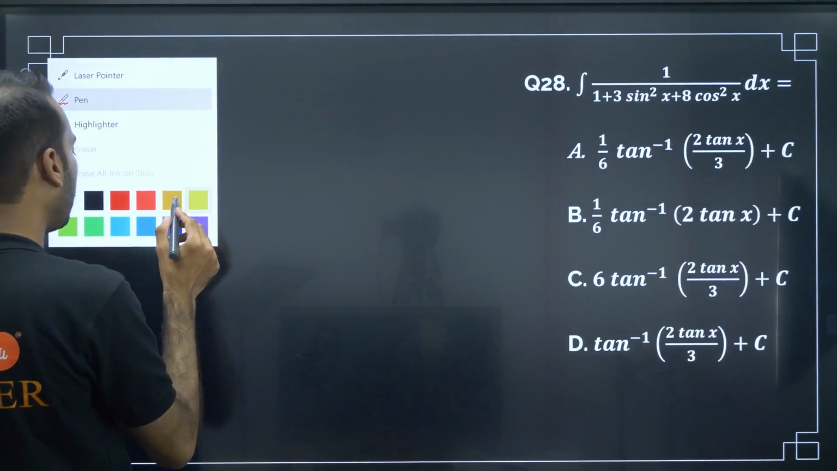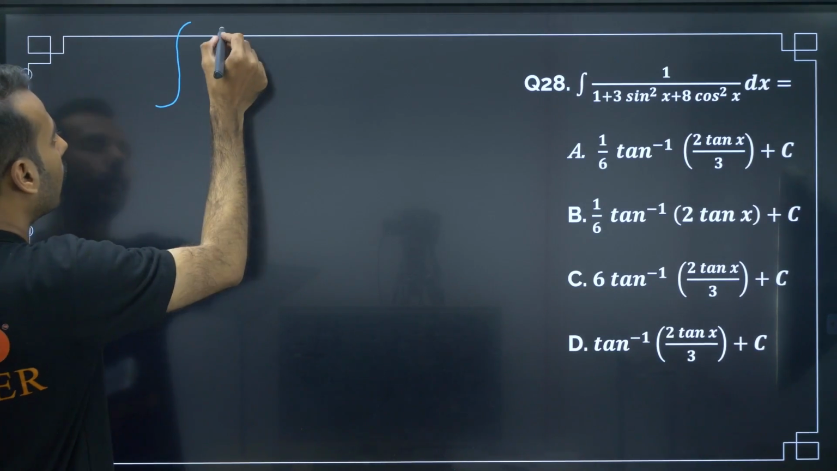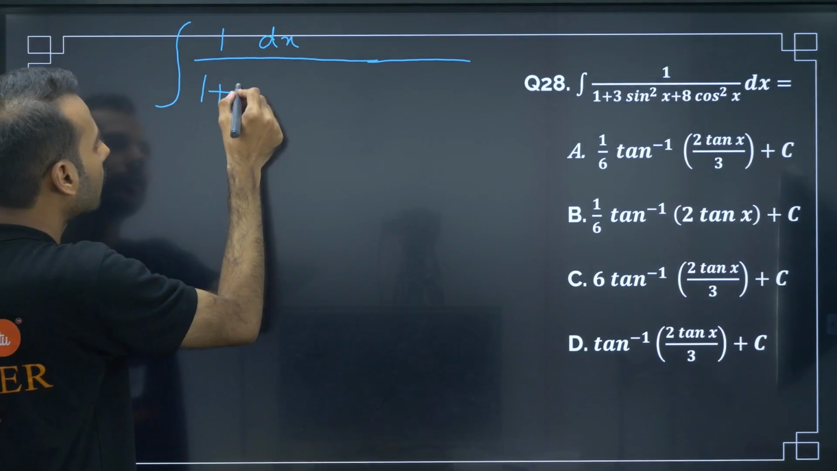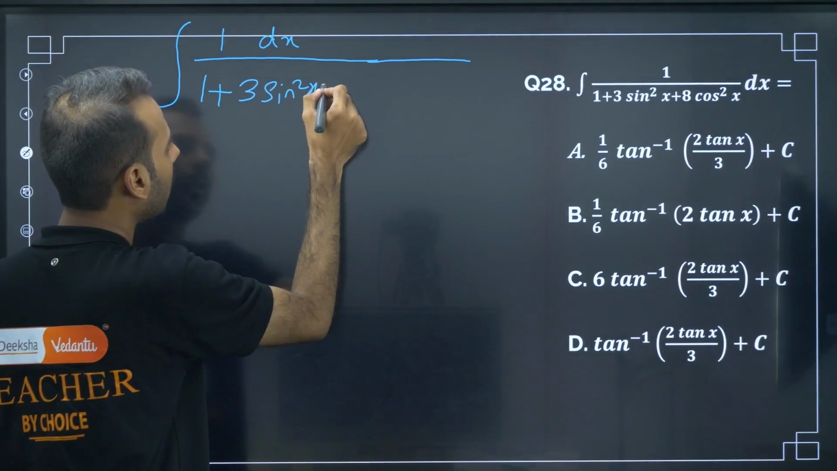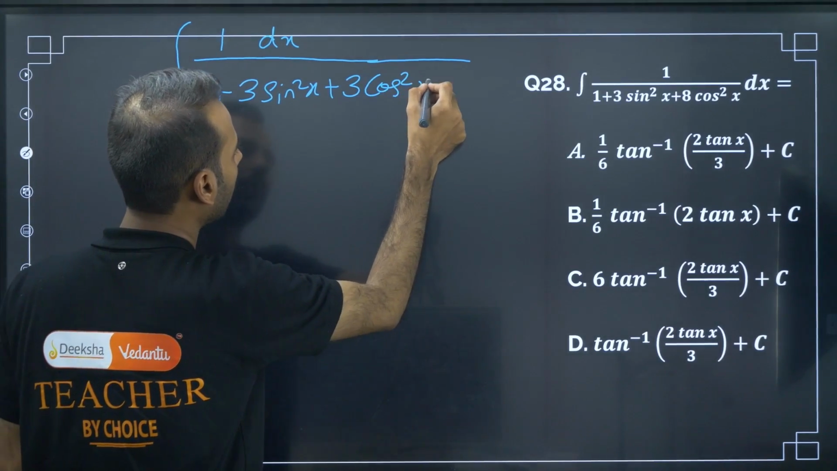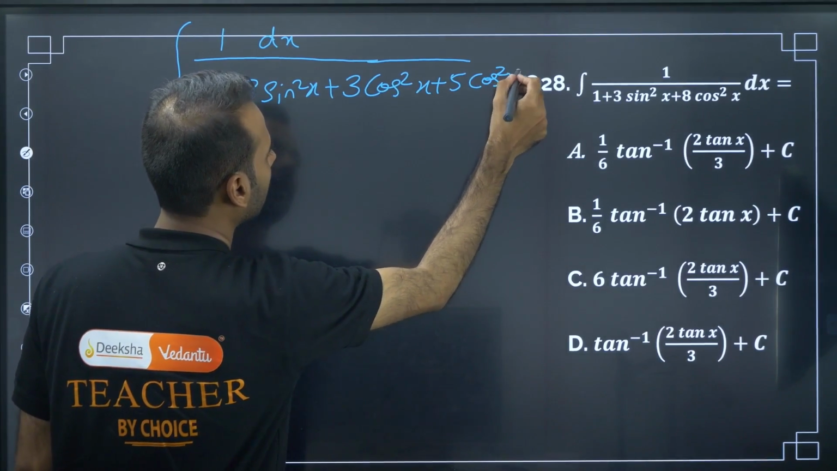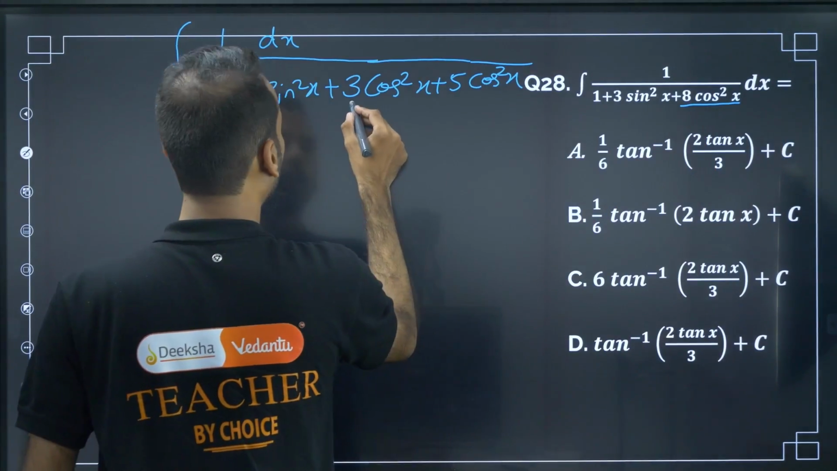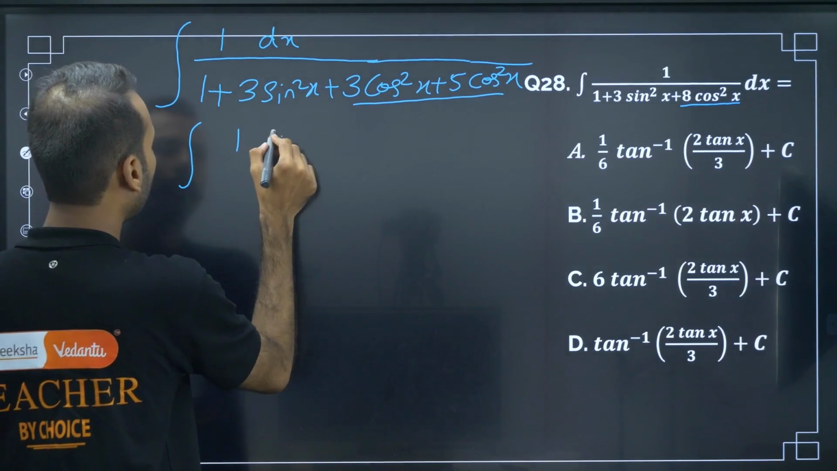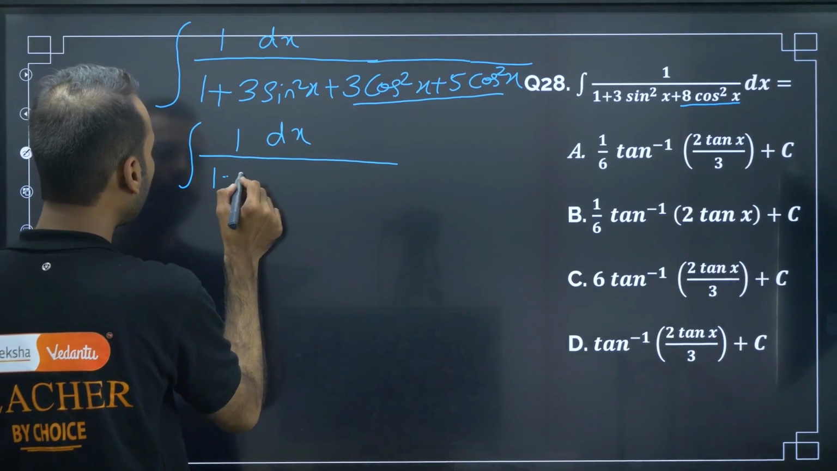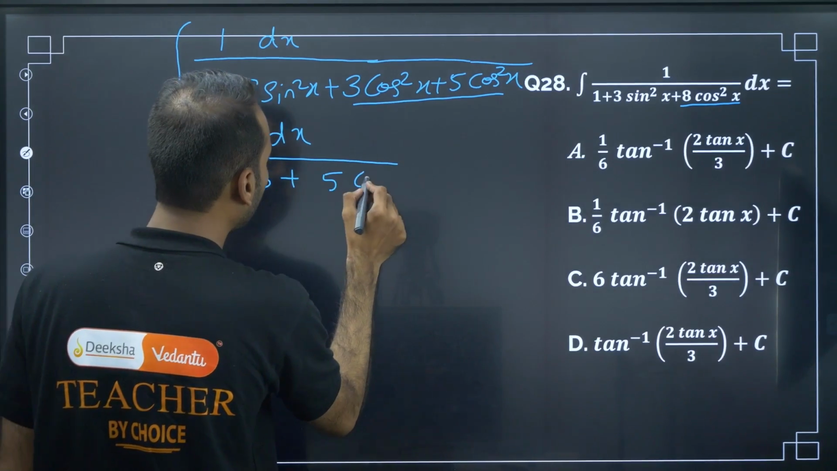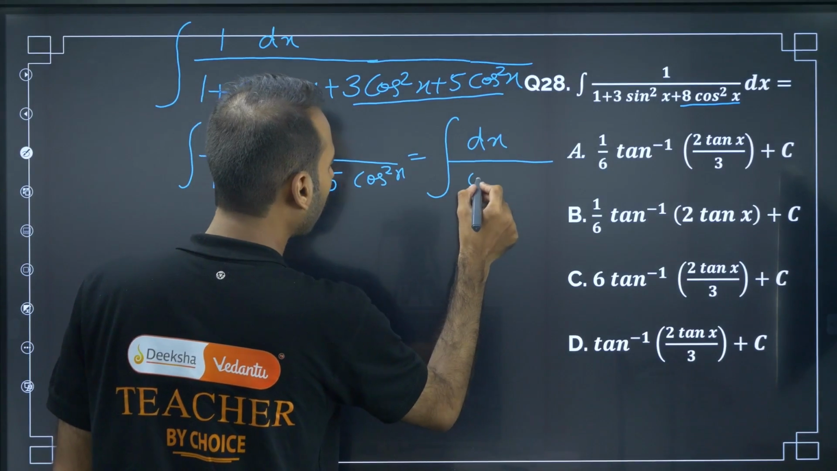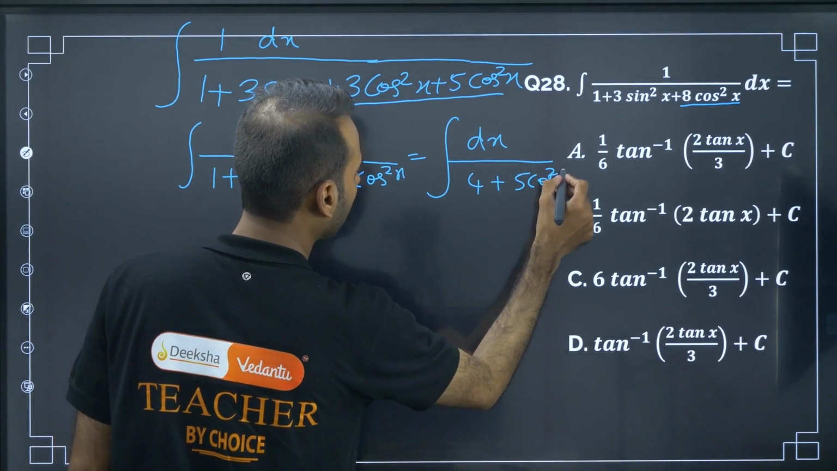Integration of, let me copy and paste that question. Integration of 1 dx by 1 plus 3 sin square x plus 3 cos square x plus 5 cos square x. So that is 8 cos square x, I am writing it like this. Next, integration 1 dx by 1 plus 3 plus 5 cos square x, which is equal to integration dx divided by 4 plus 5 cos square x.